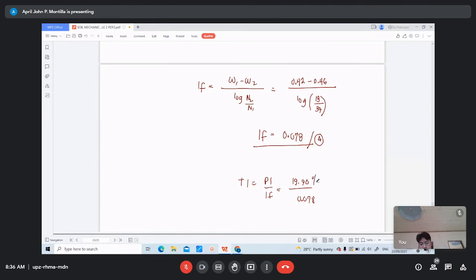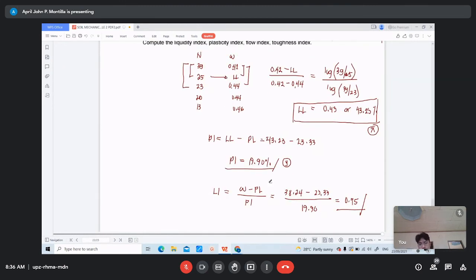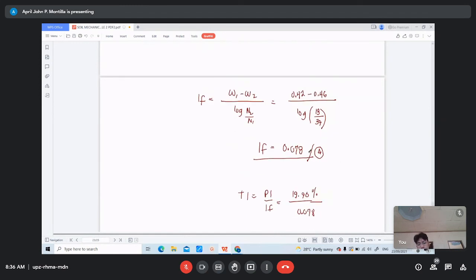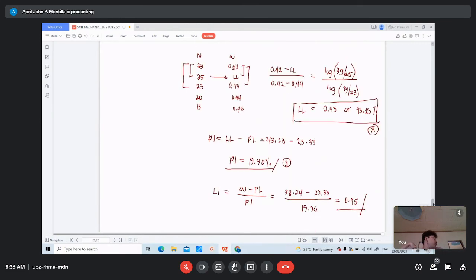Eto naka-percentage yung PI. Diba? Etong flow index, naka-decimal form yan. So therefore, naka-percentage dapat yan. Times 100%. So what is toughness index? Kung naka-decimal o naka-percentage form na to, wag na kayong mag-multiply ng 100 doon. So what is toughness index? 2.54. So these are the requirements for this given problem.